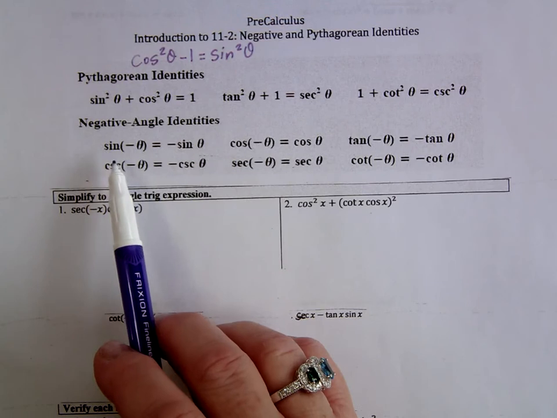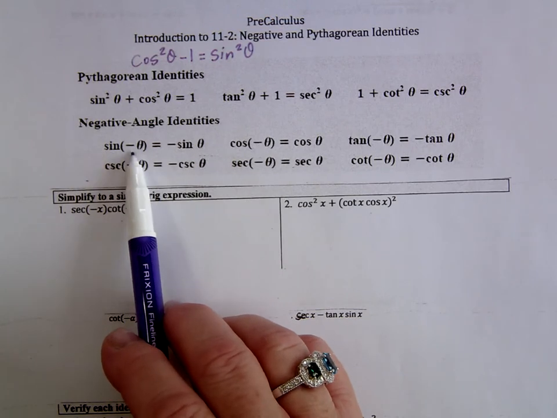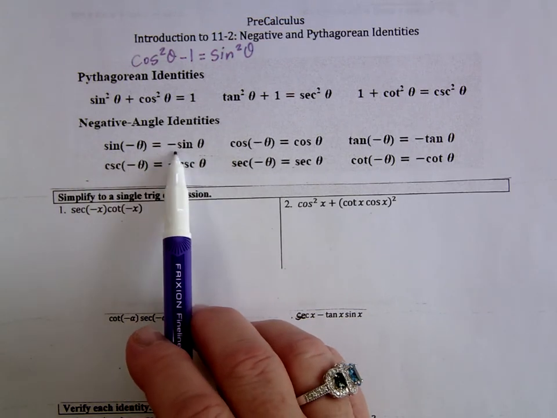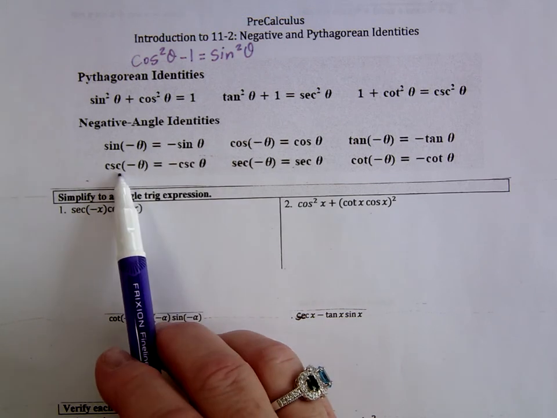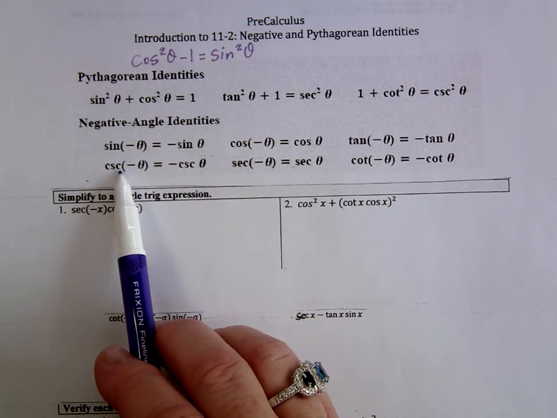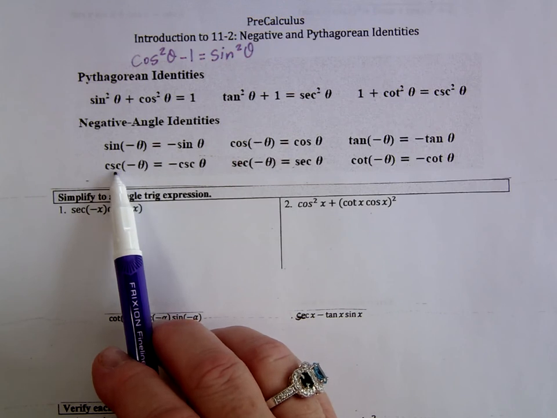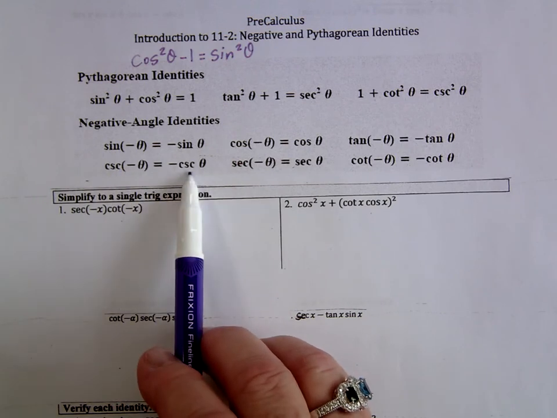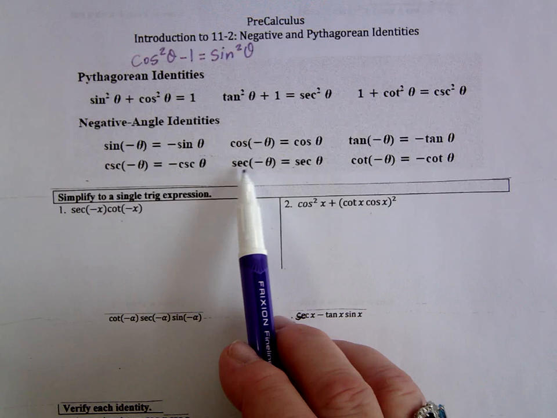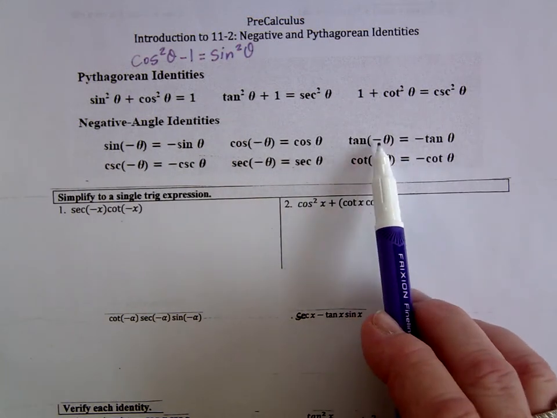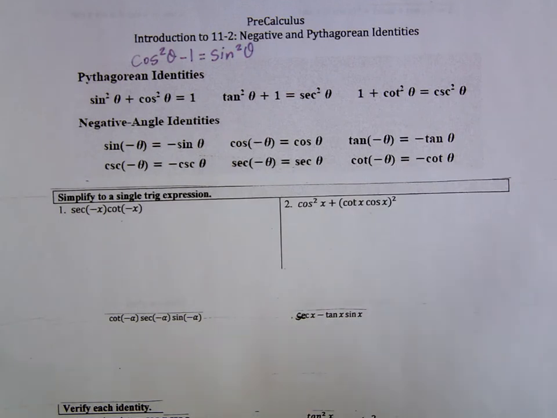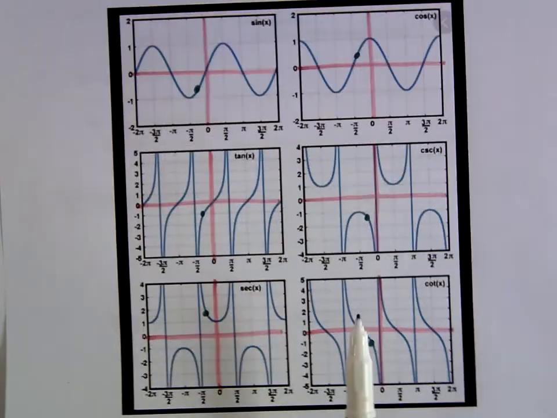The negative angles. What if I'm looking at the sine of a negative angle? It equals the negative sine of the positive angle. Same thing goes with cosecant, because remember they're friends. They're reciprocals of one another. So the same rule applies. It would be a negative cosecant. But for cosine and secant, interestingly enough, they turn positive. For tangent, they're back to negative, and cotangent, his friend. And here's why. Let me show you the picture.